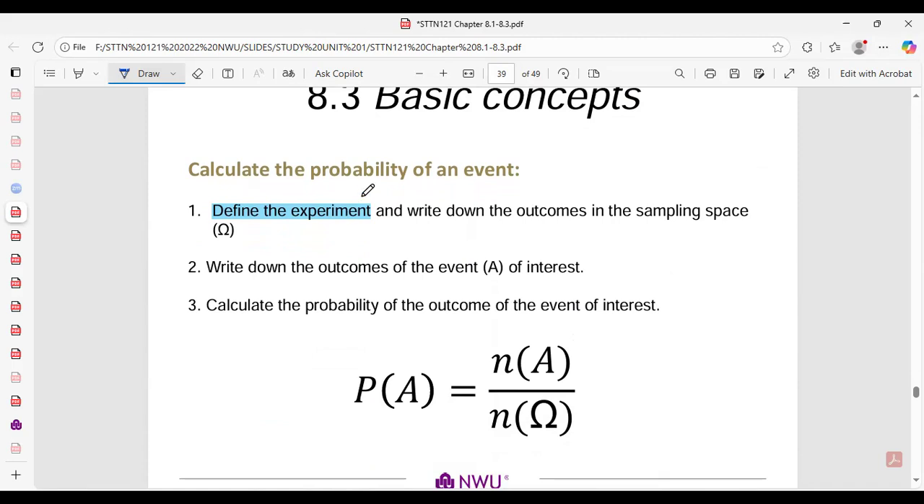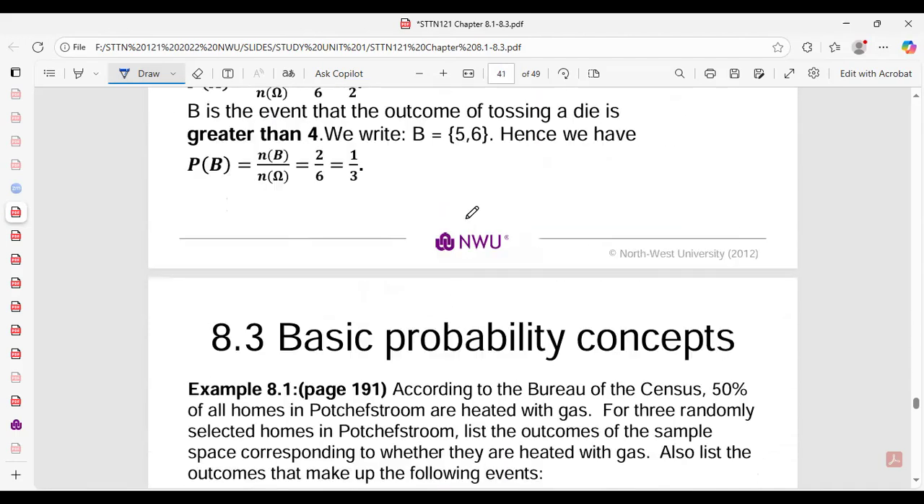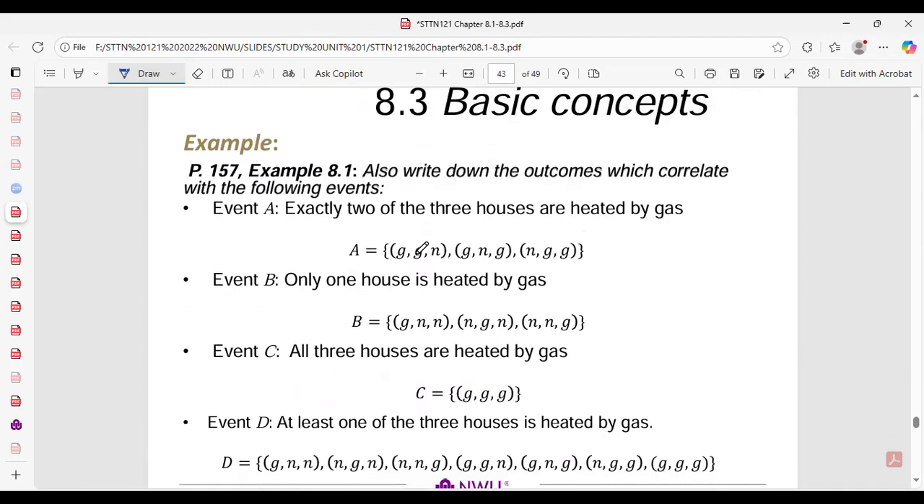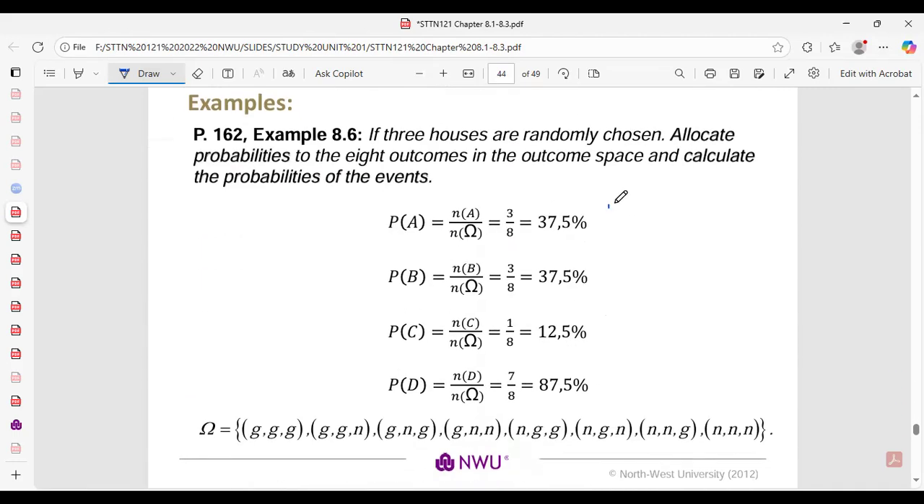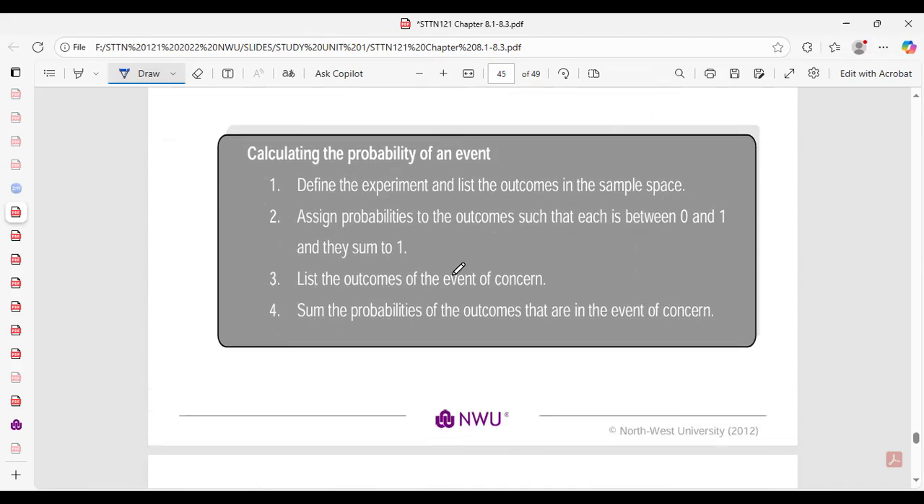So I believe you did this one. You defined the experiment. I also explained the outcomes of the event, and you'll see when you do the questions the probability of the outcomes. Also this one, focus more on the relations. I think I explained how they find the probability: 3 divided by 8, 3 divided by 8, 1 divided by 8. And when you calculate the probability of an event, remember it has to be between 0 and 1.